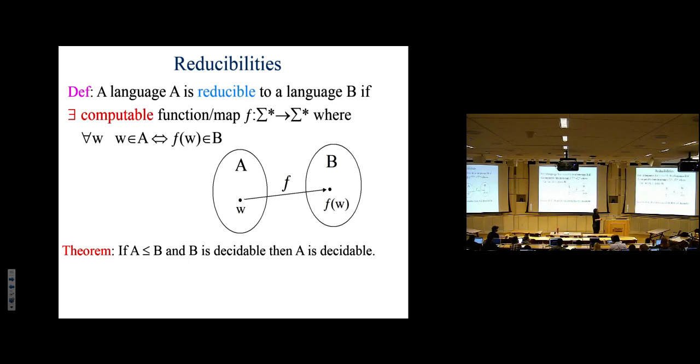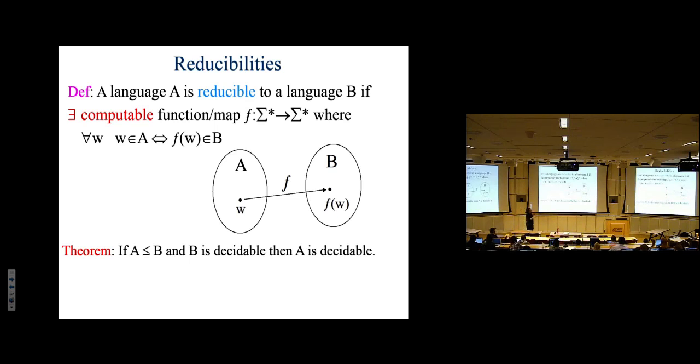So let's put it this way. If A reduces to B, there's some way of mapping elements of A to elements of B. Let's say you don't know an algorithm for A, but you know an algorithm for B. You're trying to determine membership in A, but you don't know how. But you know how to determine membership for B, because B is decidable. You can exploit it as a subroutine to determine membership for A. You also know how to compute F, because F is computable.